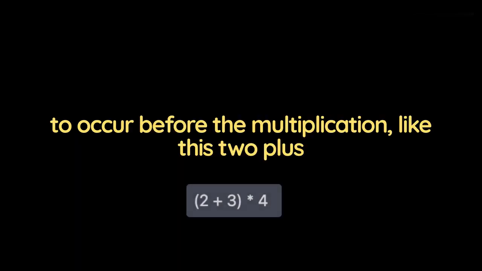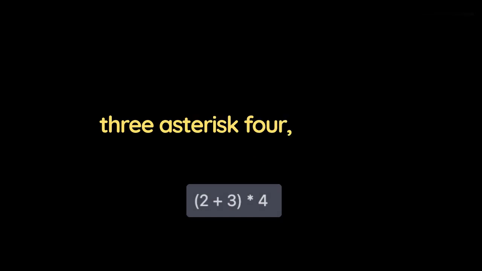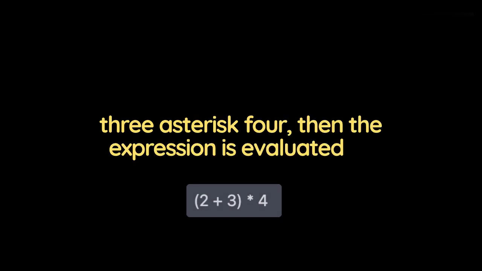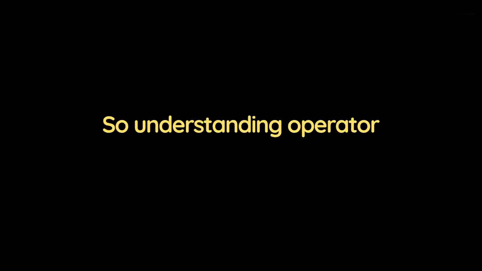However, if we add parentheses to force the addition to occur before the multiplication, like this, 2 plus 3, asterisk 4, then the expression is evaluated as 5 times 4 is equal to 20. So, understanding operator precedence is important to ensure that your expressions are evaluated in the way you intend.